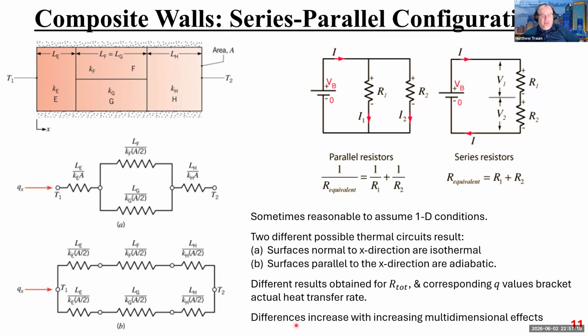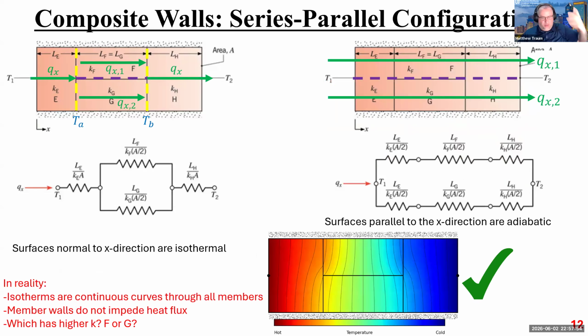But as I say here, the differences between these two extremes, these two bounding extremes, do increase with increasing multidimensional effects. So by multidimensional effects, I mean like this guy gets really hot, this guy stays cold, and you're not allowing the heat to transfer from the hot side to the cold side in a second direction. Once those effects get big, the differences between this configuration and that configuration get very large. So in some cases this can be helpful to approximate Q. In some cases, if those temperature gradients are really big, not super helpful.